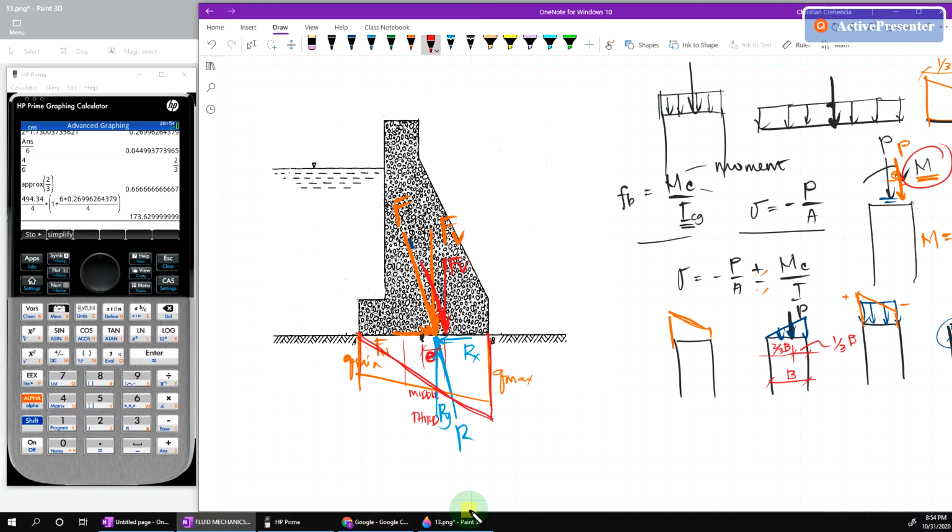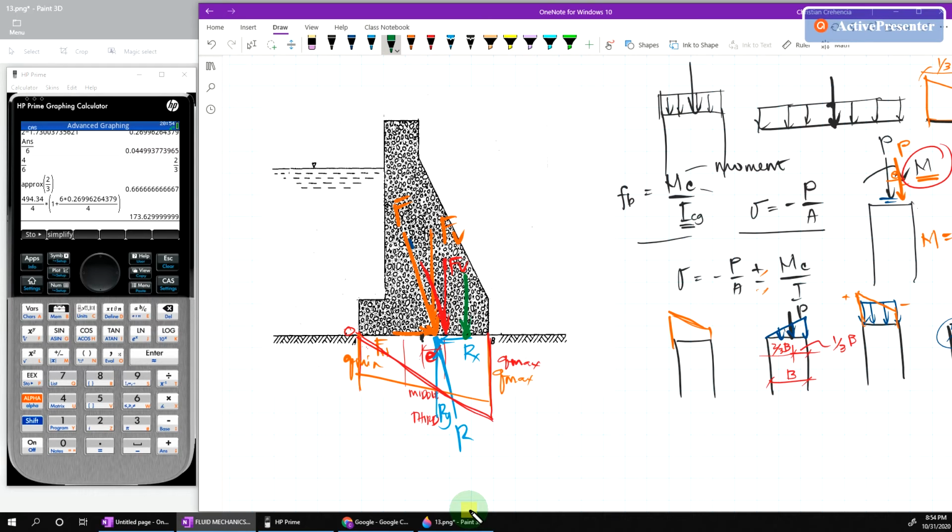Ayan, so triangular. So nandito pa rin yung Q max. Then nandito yung, so 0 yung pressure natin ngayon dito. Okay? So paano kung mas lumayo pa dito? Let's say umabot dito yung resultant force dito sa point na to.